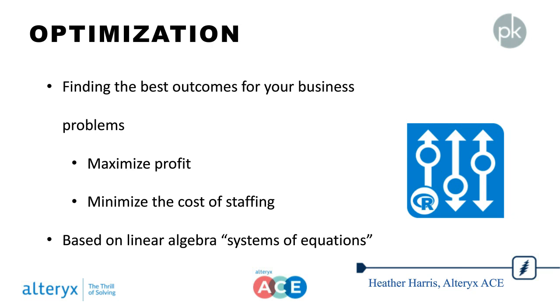So really, optimization is about finding the best outcomes for your business problems. So something like, oh, I need to maximize my profit, or I need to minimize the cost of staffing. And so we're going to do that using, I don't know if you remember back in the day, this idea of systems of equations. It sounds really intimidating, but we're going to make it super simple for you today.